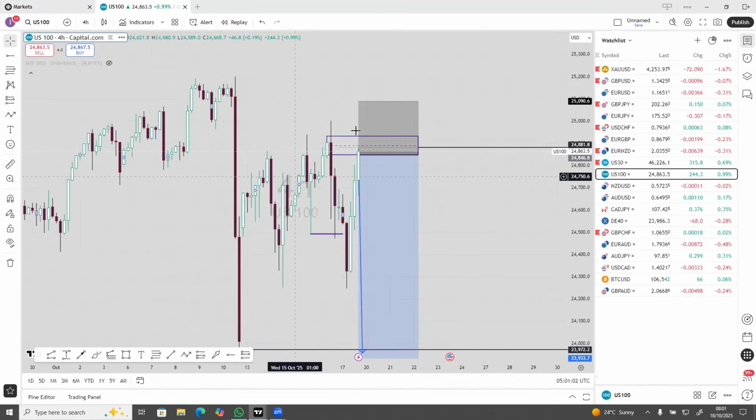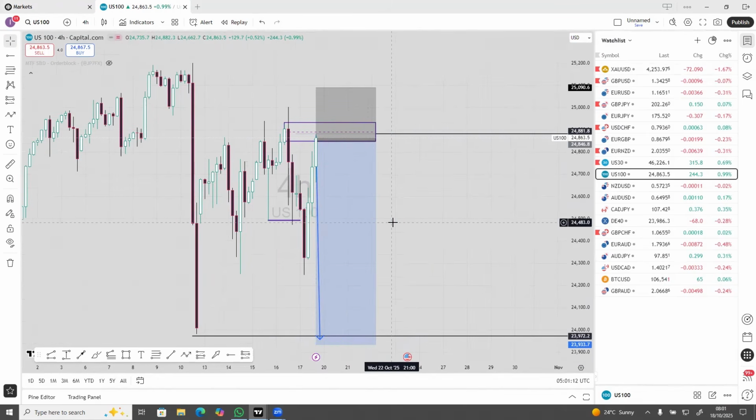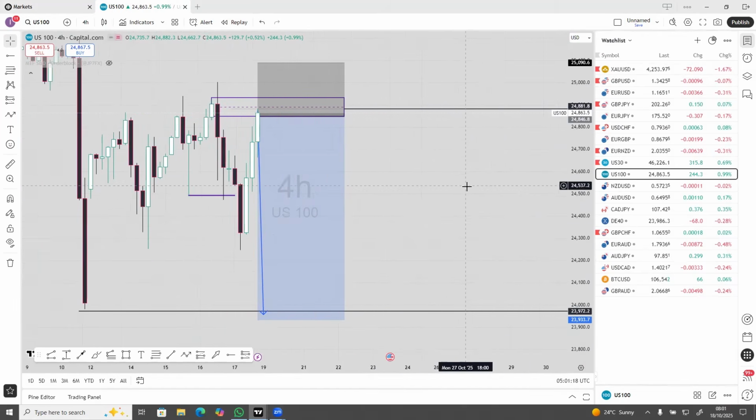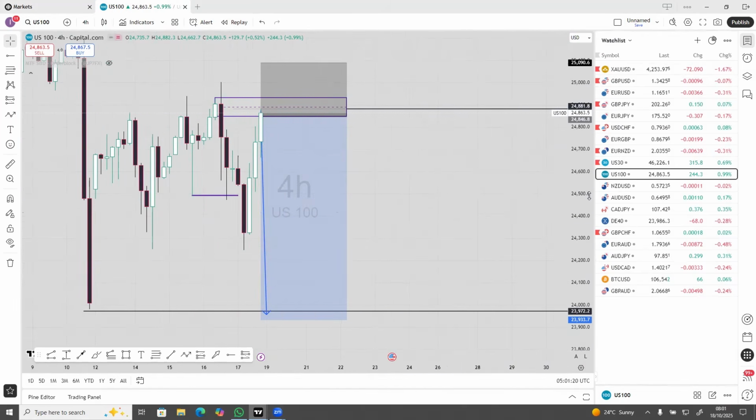Okay. Wait for confirmation. If it does not confirm, do not enter, because that is future Nasdaq. It may pump up aggressively and it will be horrible for you. That is enough for today.